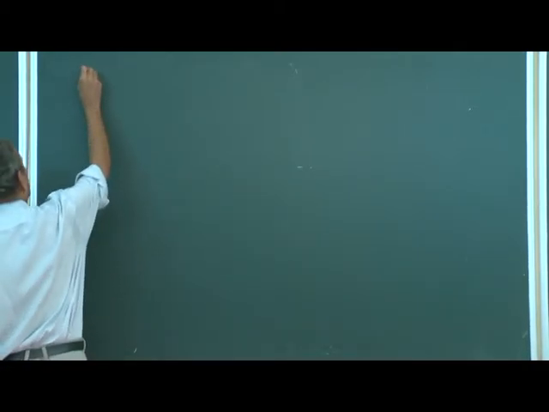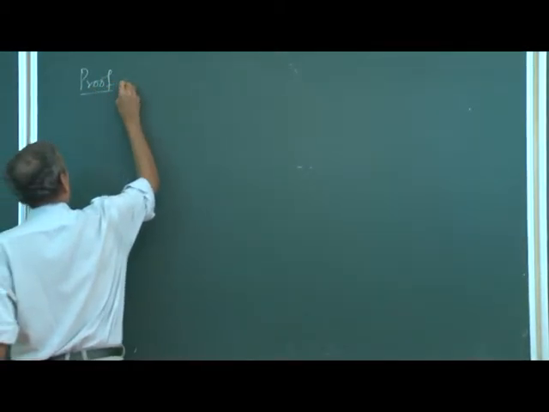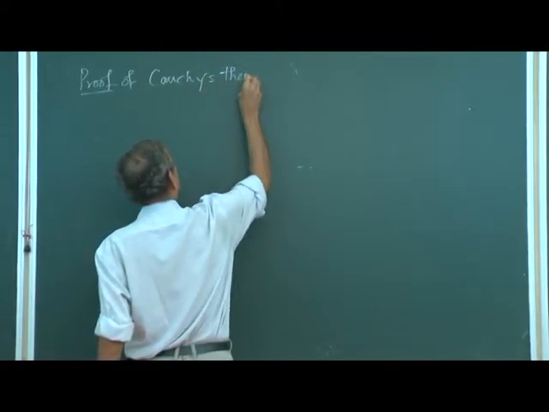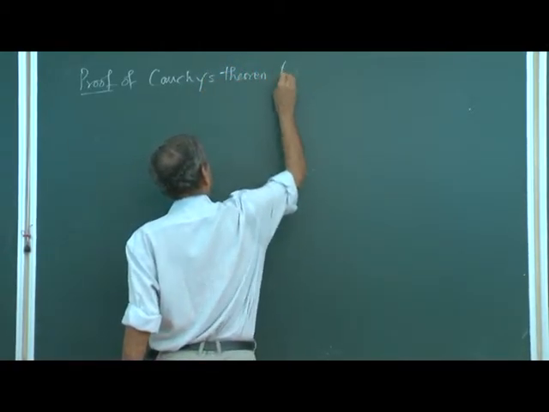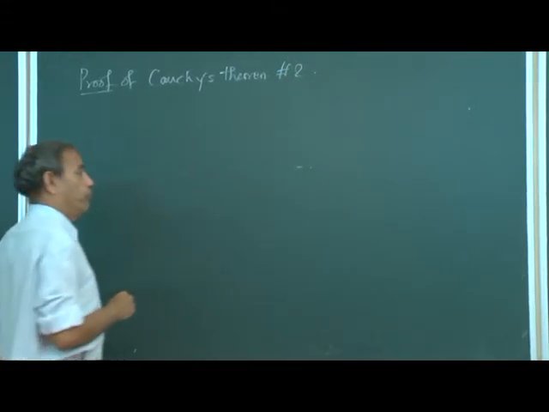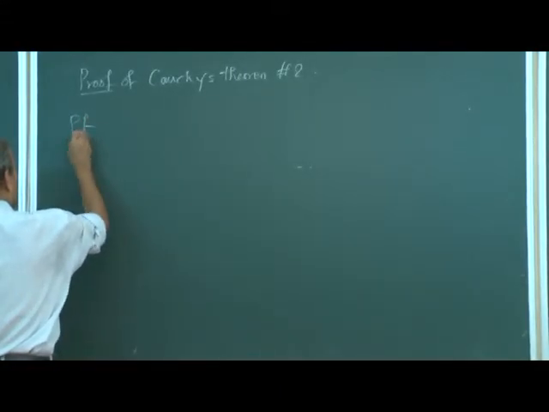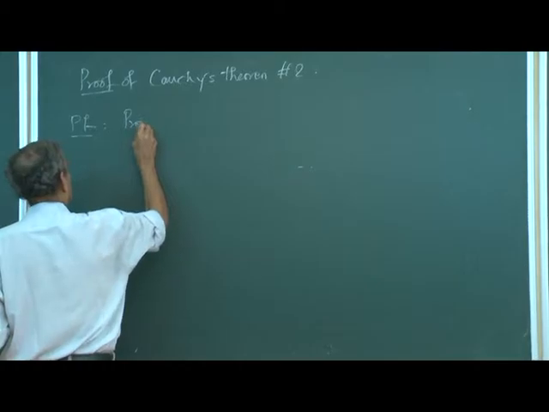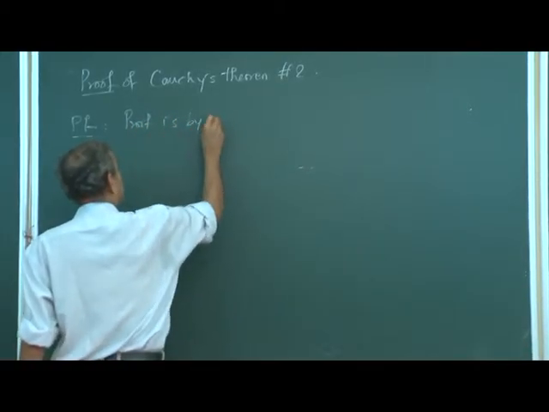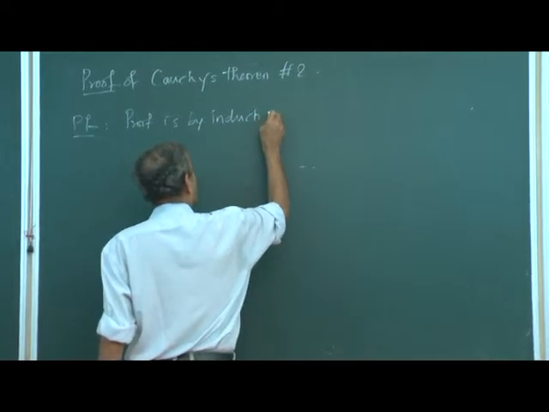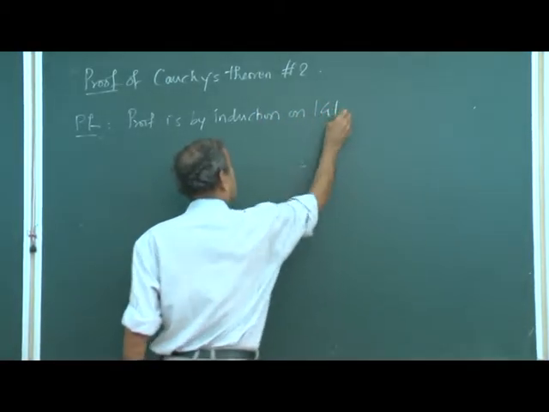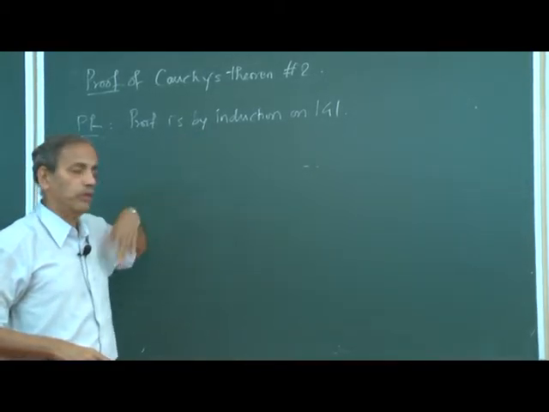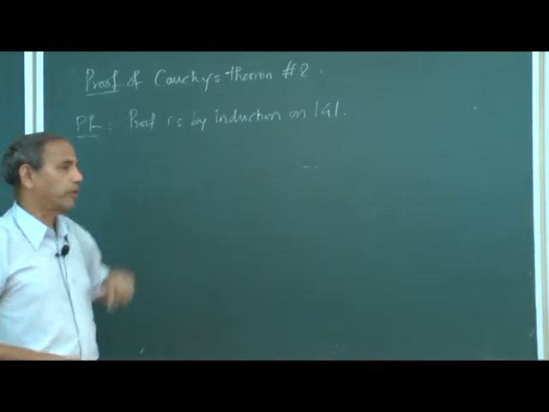So, proof of Cauchy's theorem number two. Number two proof. The proof is as follows. Proof is by induction on G. The reason I am taking this is because we will be proving a lot of theorems using induction. This is the first time we are using the induction method, induction on mod g.